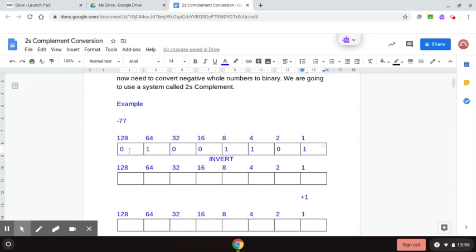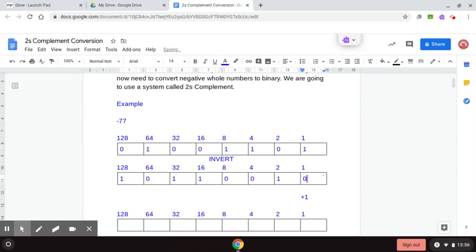So every place you've got a 0, you make it a 1, and every time you've got a 1, you make it a 0. So first one was a 0, so I'll invert it to make it a 1. Second one was a 1, I'll make it a 0. Next one was a 0, make it a 1. Next one was a 0, make it a 1. Next one was a 1, make it a 0. Next one was a 1, make it a 0. Next one was a 0, make it a 1. Next one was a 1, make it a 0.